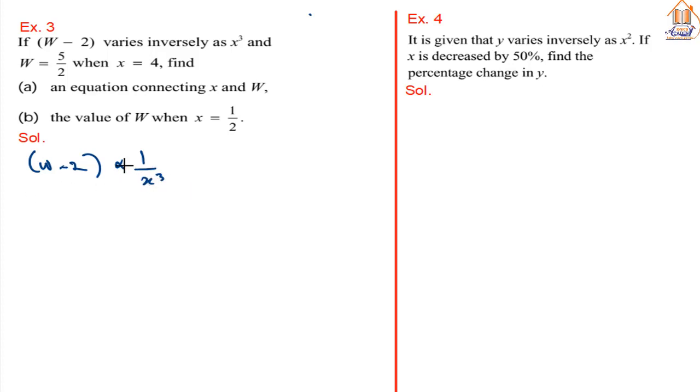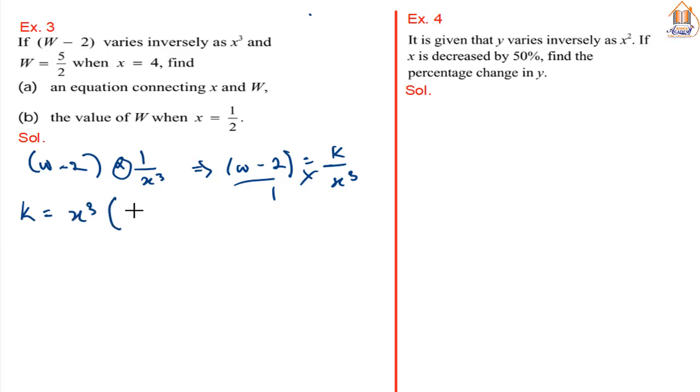Now, what are we going to do here? We are going to change this variation sign to an equation sign by introducing a constant. Therefore, we have w minus 2 is equal to k over s cube. Now, what we're going to do here is make k the subject of the formula. Now, how do you make k the subject of the formula? We're going to do that by cross multiplying. Now, we have k is equal to s cube open bracket w minus 2.